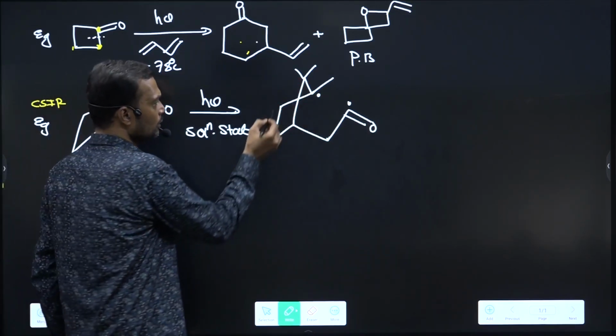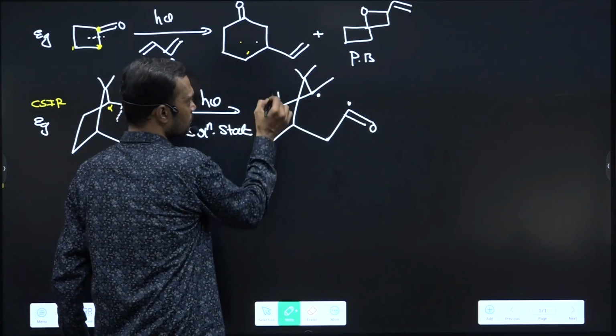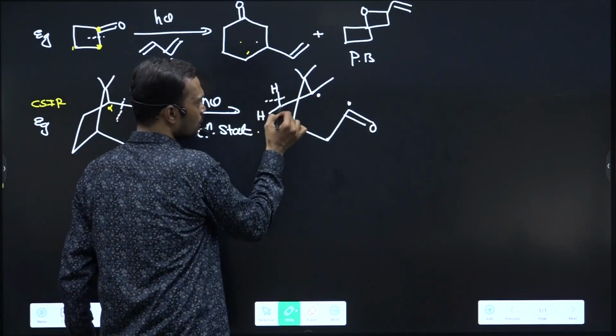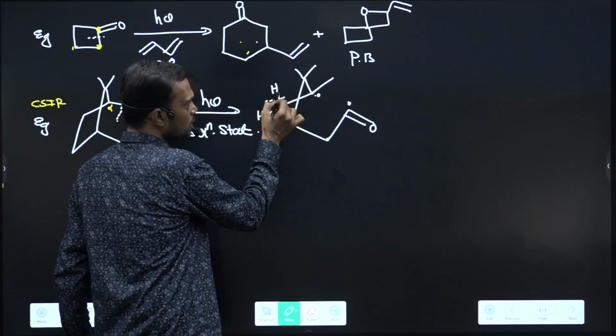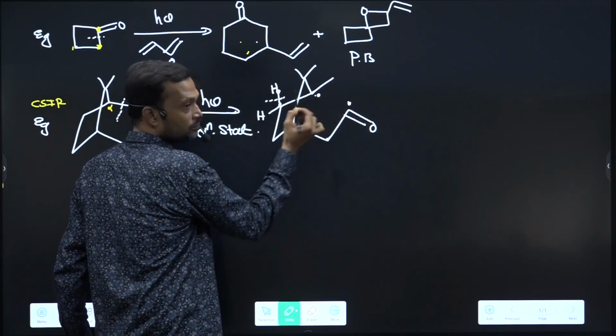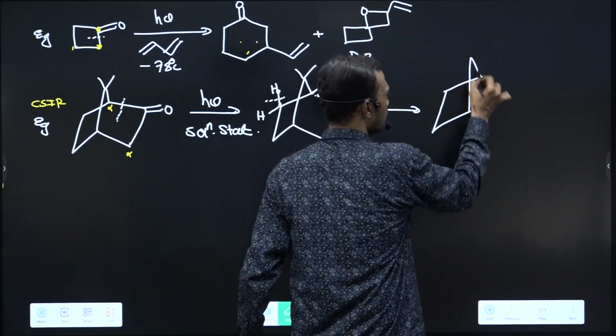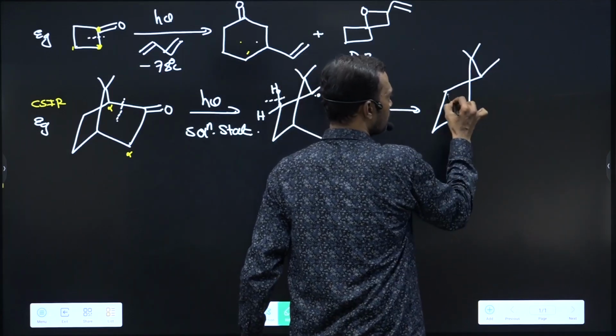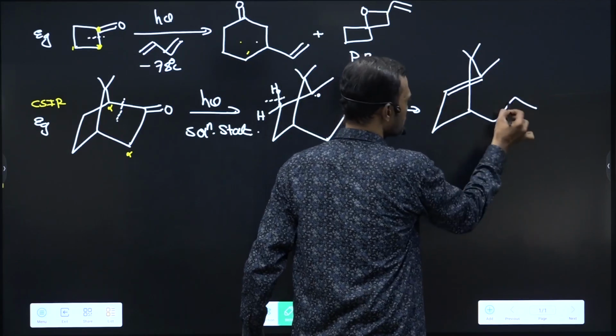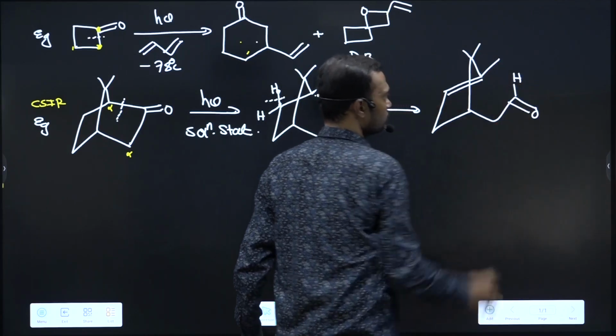Later on, see, here two hydrogens are present. Break one of the hydrogens. This radical, double bond. This hydrogen radical comes from here to here. So here you will get this answer. Can I put a double bond here? Double bond. And what next? C double bond O H.